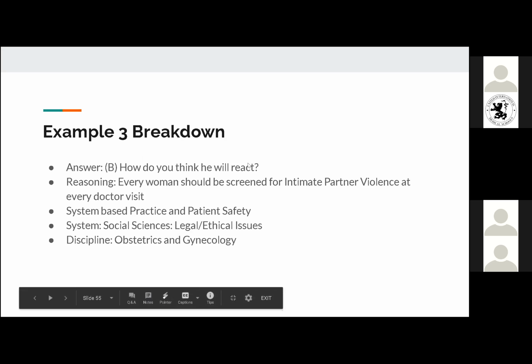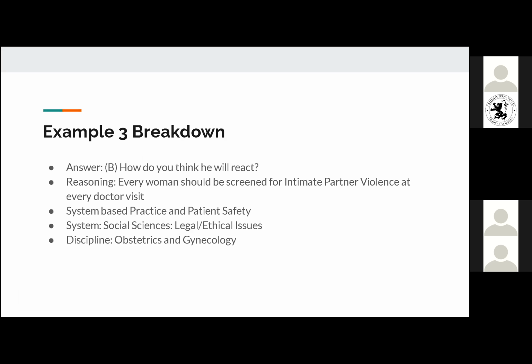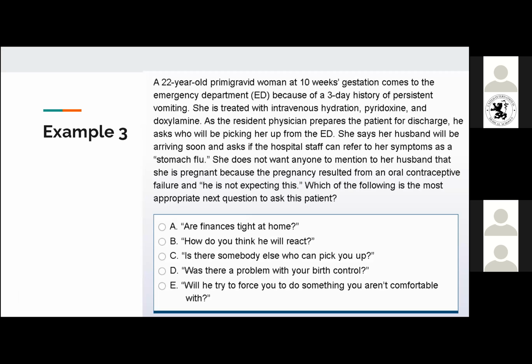And the reason for that is that, first of all, one principle is every woman who's having a checkup or for any reason is in the hospital needs to be screened for intimate partner violence at every doctor visit. And some specific women are at risk of intimate partner violence, like younger women or first pregnancies or in the postpartum period. So you always have to screen them. And the way that you screen women for intimate partner violence is to ask non-confrontational questions. So you don't want to be too confrontational. You don't want to assume anything. So you should ask, how do you think he will react, just to get an open-ended response from the patient.